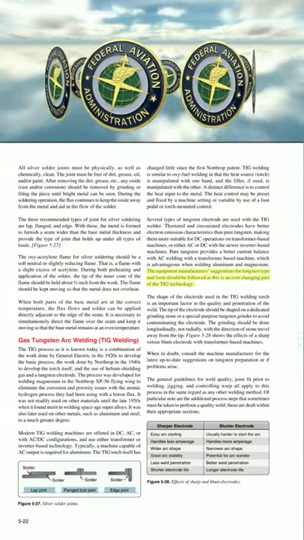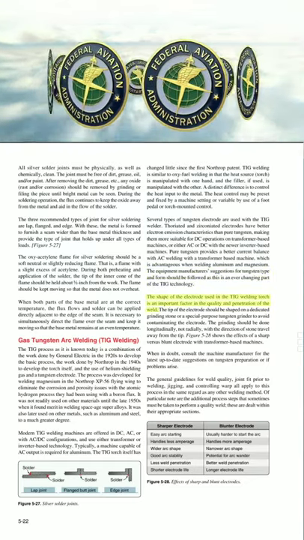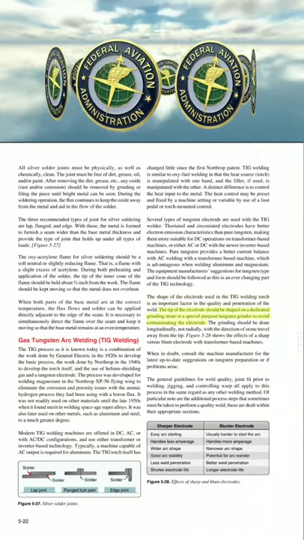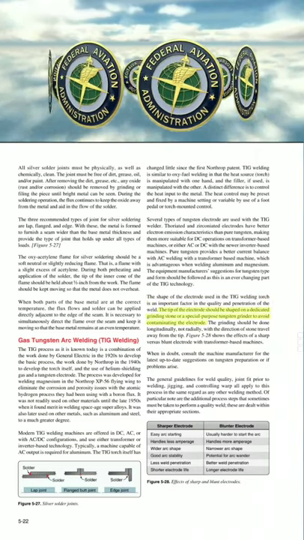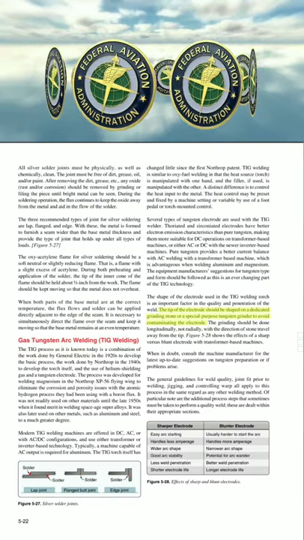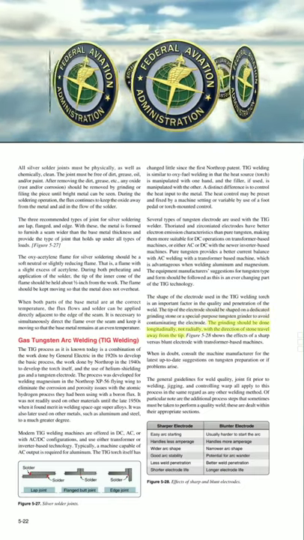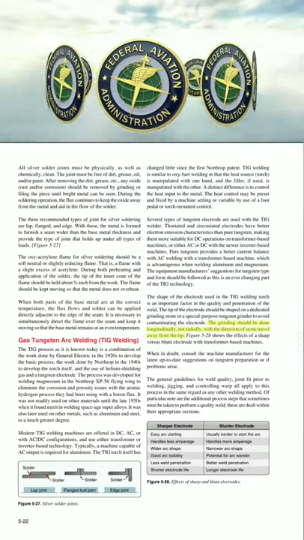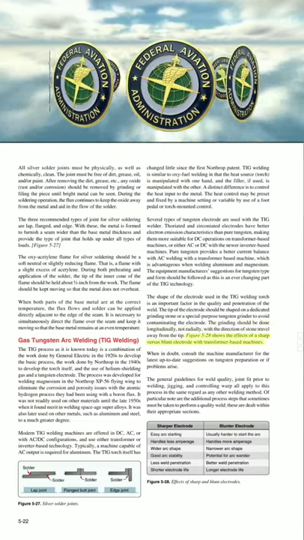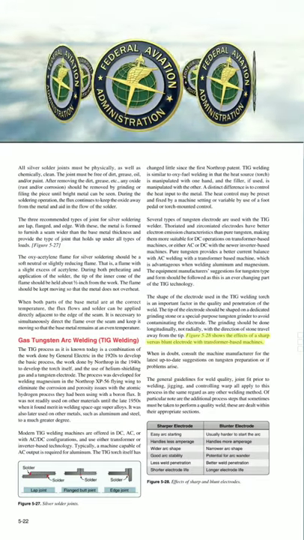The shape of the electrode used in the TIG welding torch is an important factor in the quality and penetration of the weld. The tip of the electrode should be shaped on a dedicated grinding stone or a special-purpose tungsten grinder to avoid contaminating the electrode. The grinding should be done longitudinally, not radially, with the direction of stone travel away from the tip. Figure 5-28 shows the effects of a sharp versus blunt electrode with transformer-based machines.